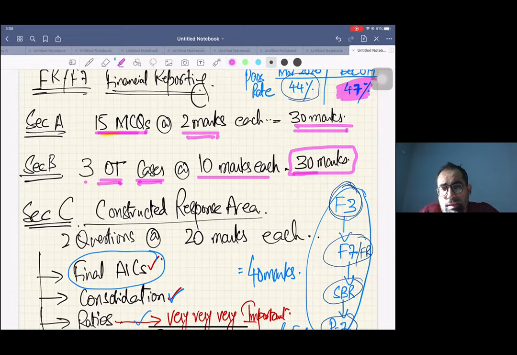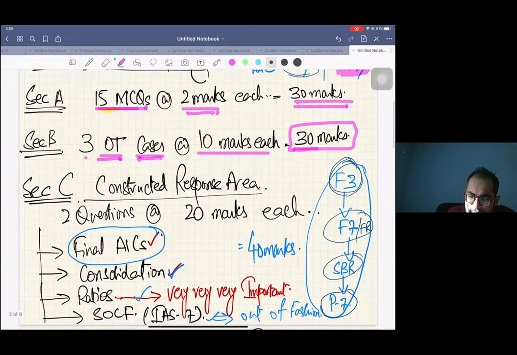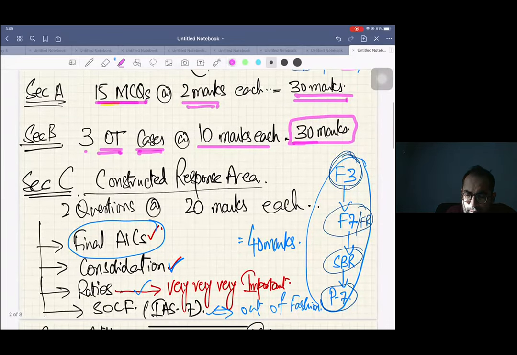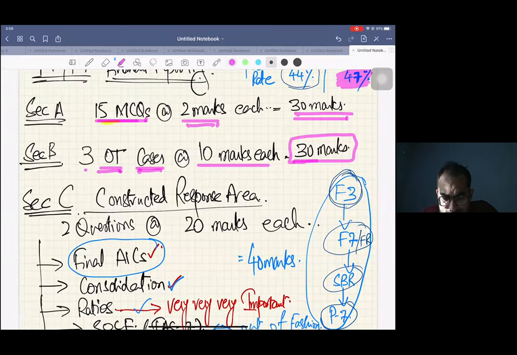So now the question is, sir, what comes in OT cases? Normally they test IFRS. In the recent attempts, they have tested IFRS 15 in OT cases. They have tested IFRS 16 leasing in OT cases, right? So normally this area comes from IFRS. Now, section C. Section C is the constructed response area, or sometimes we call it constructed response questions, CRQs, right?